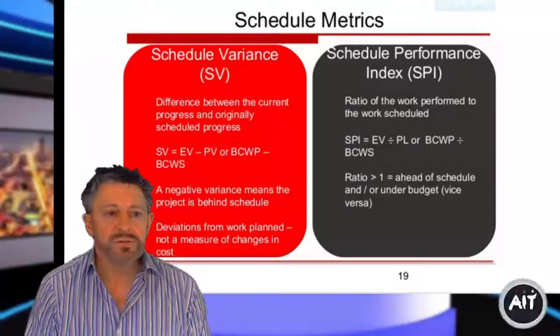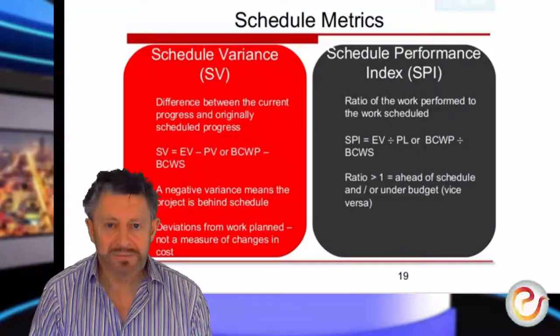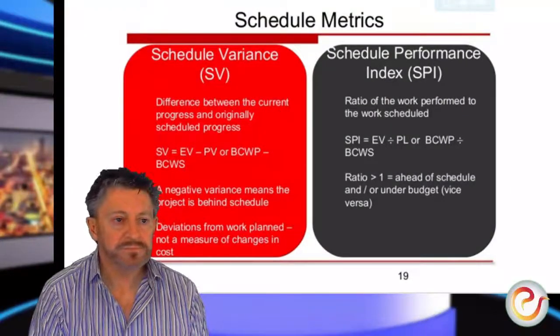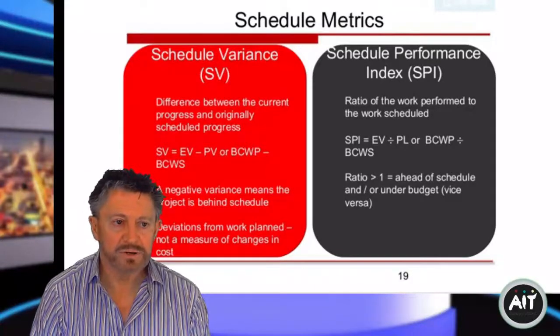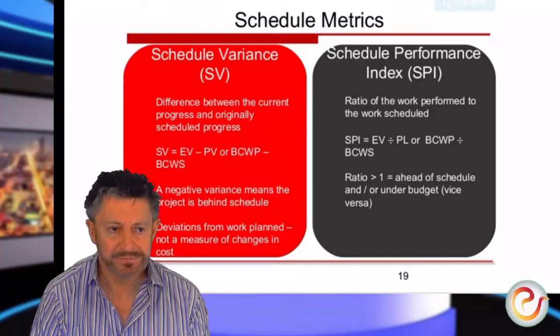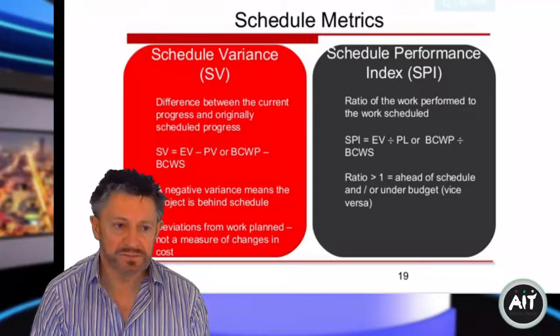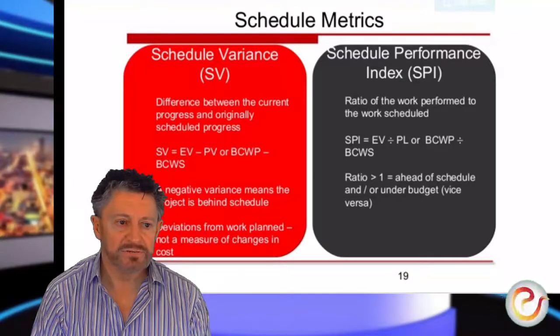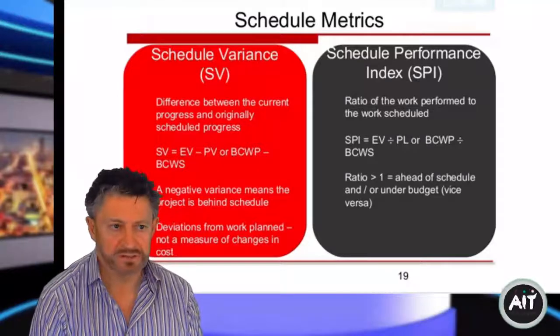Looking at this one, you have the schedule variance. So cost variance, schedule variance. And that's the difference between the earned value minus the planned value, or the budgeted cost of work performed over the budgeted cost of work scheduled. So a negative variance means that the project is behind schedule. So deviations from work planned, not a measure of changes in cost.